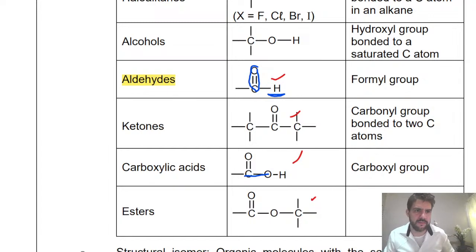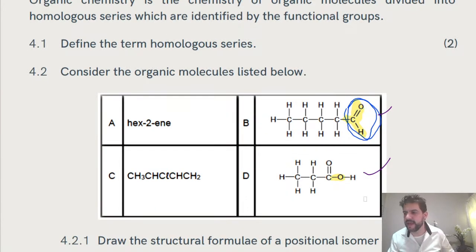I didn't want that one. Let me erase this one here. There we go. This carbon is connected to an oxygen there. That is the difference. This one is a carboxylic acid. It means if you come to the question, D is a carboxylic acid.